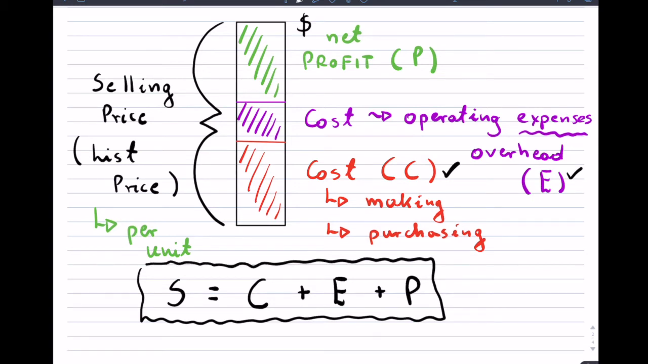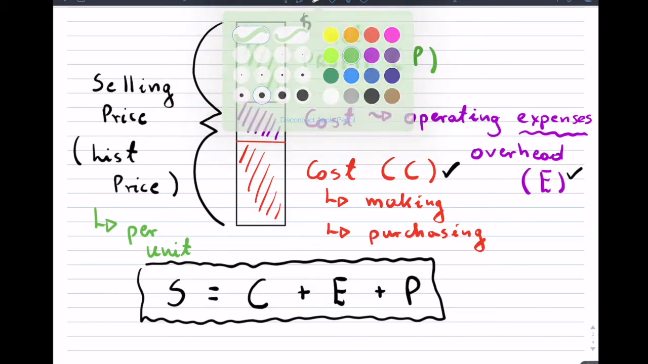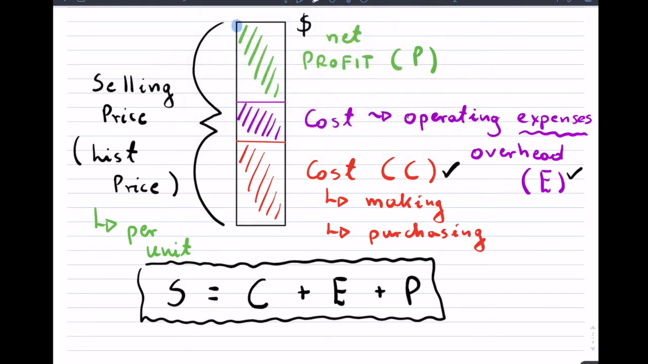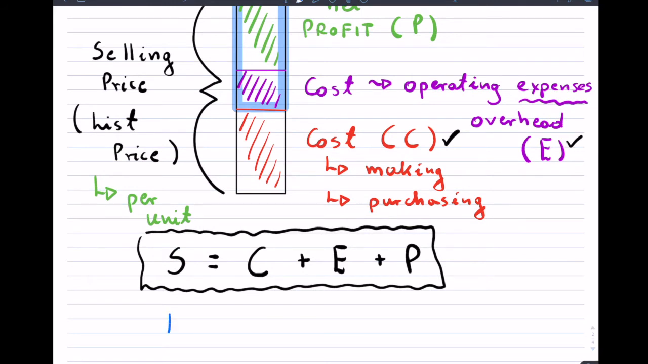Now, what people mostly think about markup is that it is the net profit, and it is not. When you are talking about markup, your markup is actually this piece right here. It includes your operating expenses and it includes your net profit. So that is actually your markup. Here I'm going to write markup. And by the way, markup has many different names. Sometimes you may see it known as margin.